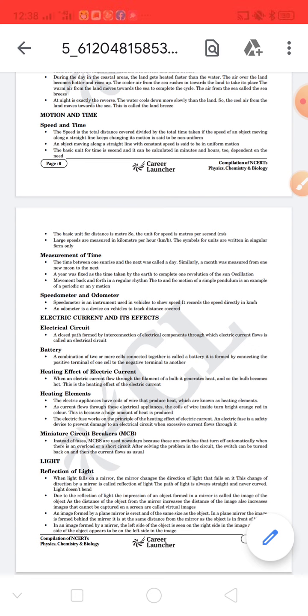The electric fuse works on the principle of the heating effect. An electric fuse is a safety device to prevent damage to an electric circuit when excessive current flows through it.